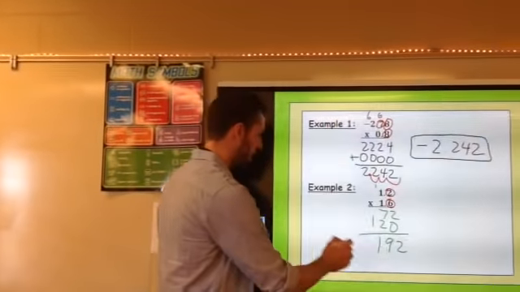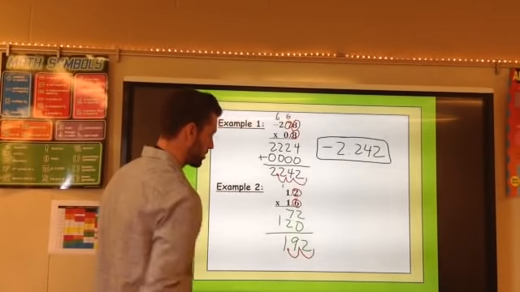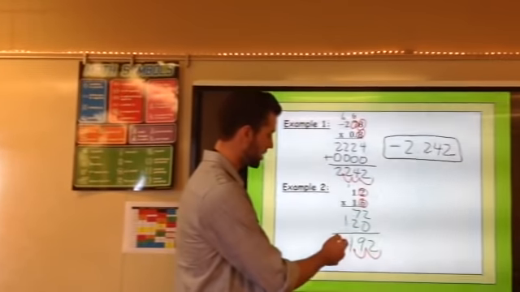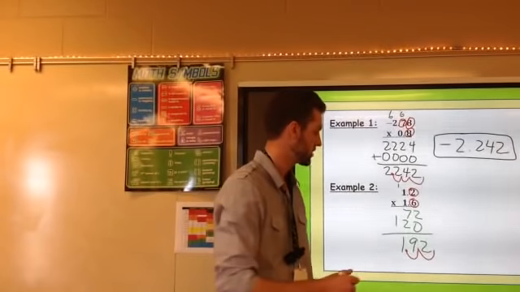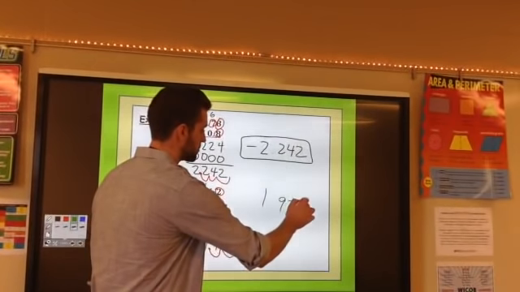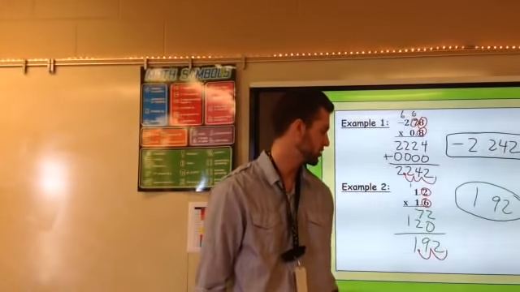Okay? I'm going to go back down here. I'm going to move it 2 places. 1, 2. Okay? I'm going to combine step 3 and 4 here. I just moved my decimal. I know I have a positive times a positive, which gives me a positive. So I know my final answer is going to be a positive 1.92. Okay? 1.92.